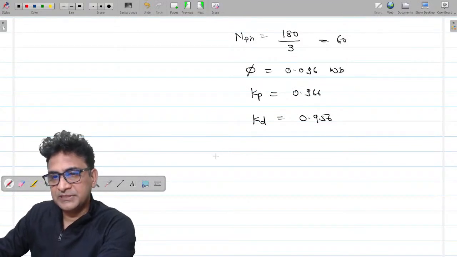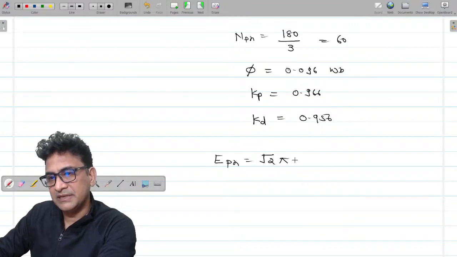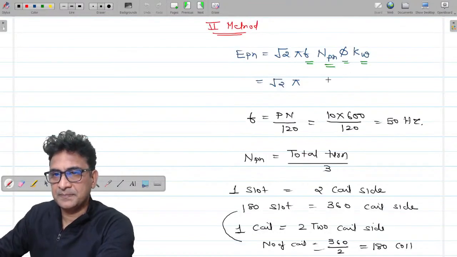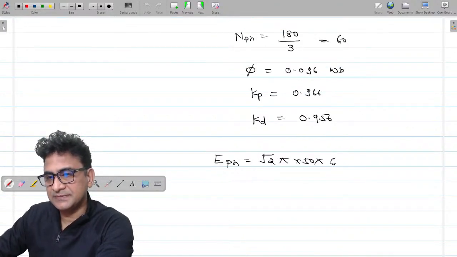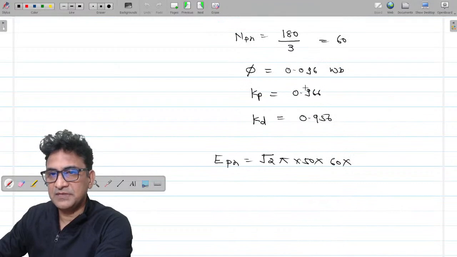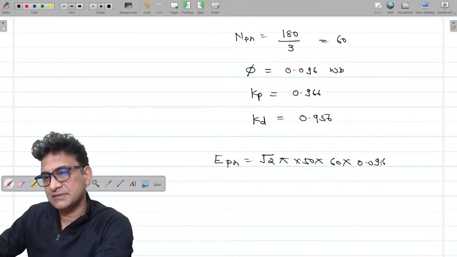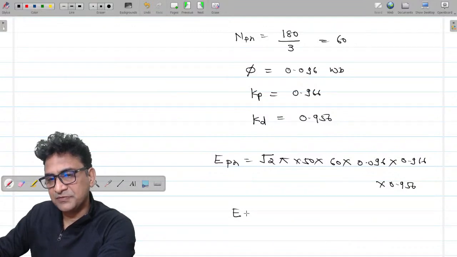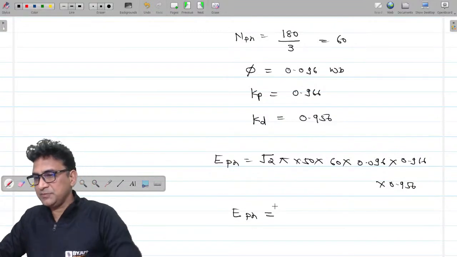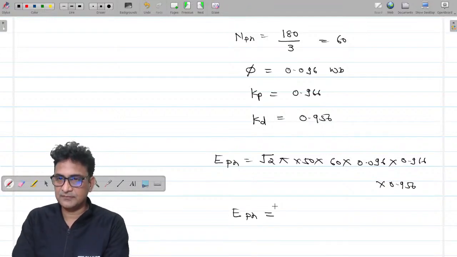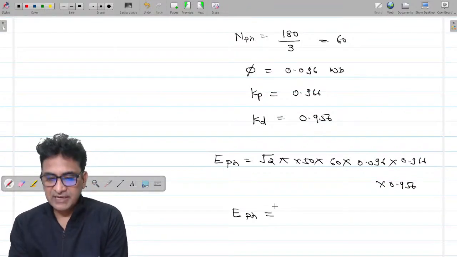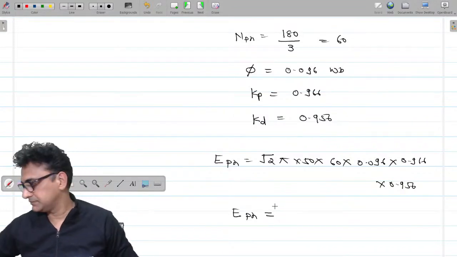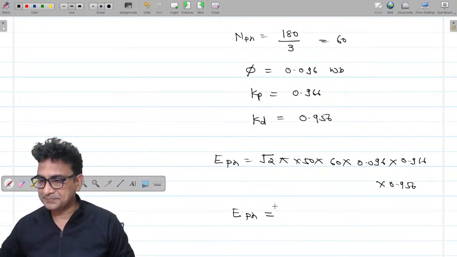So now by using this direct formula, you can also find out the per phase induced EMF. Under root 2 pi, F was 50 and Tph is 60. Phi, flux per pole, is 0.096. Pitch factor 0.966 into 0.956. So by using this formula, you can also find out the value of Eph. It would be the same. So finding the induced EMF per phase is easy, because you know the direct formula.